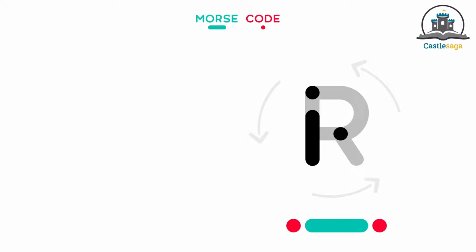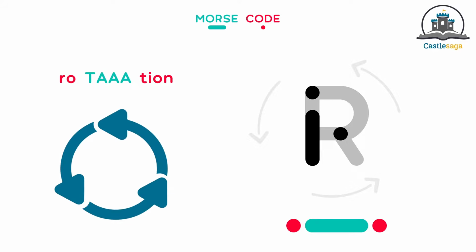The next letter, R, is dot, dash, dot. Counterclockwise, dit, da, dit. Remember, P is dit, da, da, dit. K is just the opposite. K is da, dit, da, where R is dit, da, dit. In Morse code, R sounds like the word rotation. We all know what it is. So, rotation.